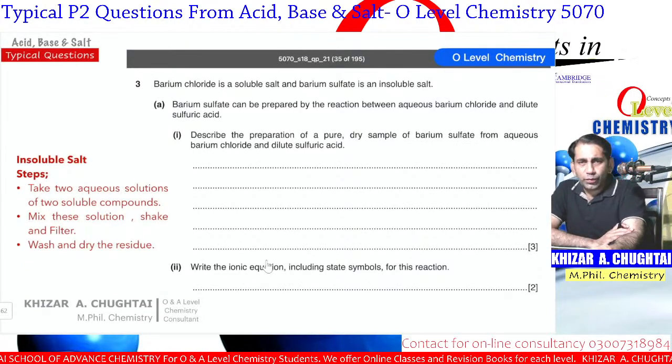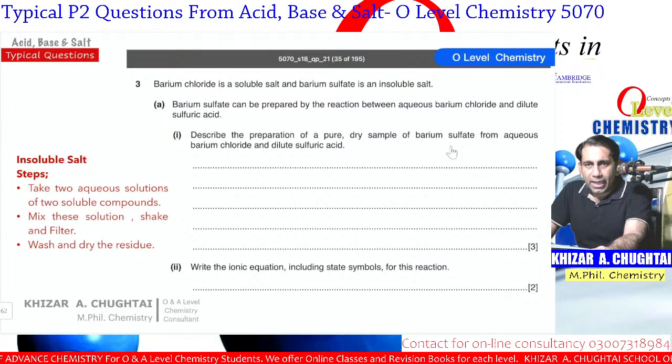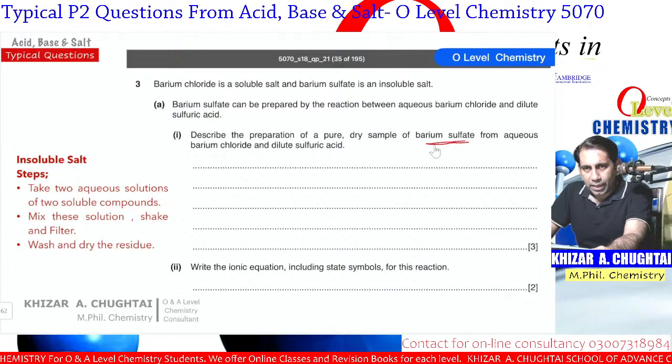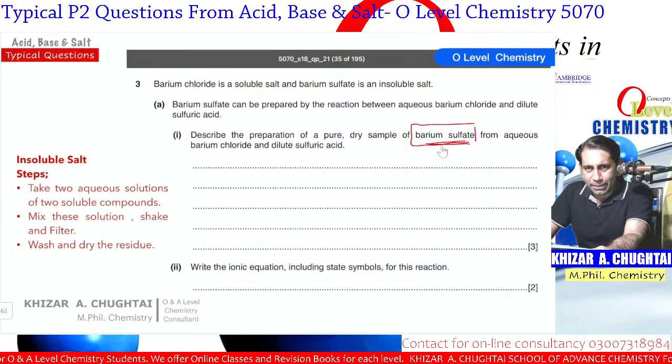The next one is, once again, he is asking to make barium sulfate, which is an insoluble salt. You are going to make another salt, that is barium sulfate.